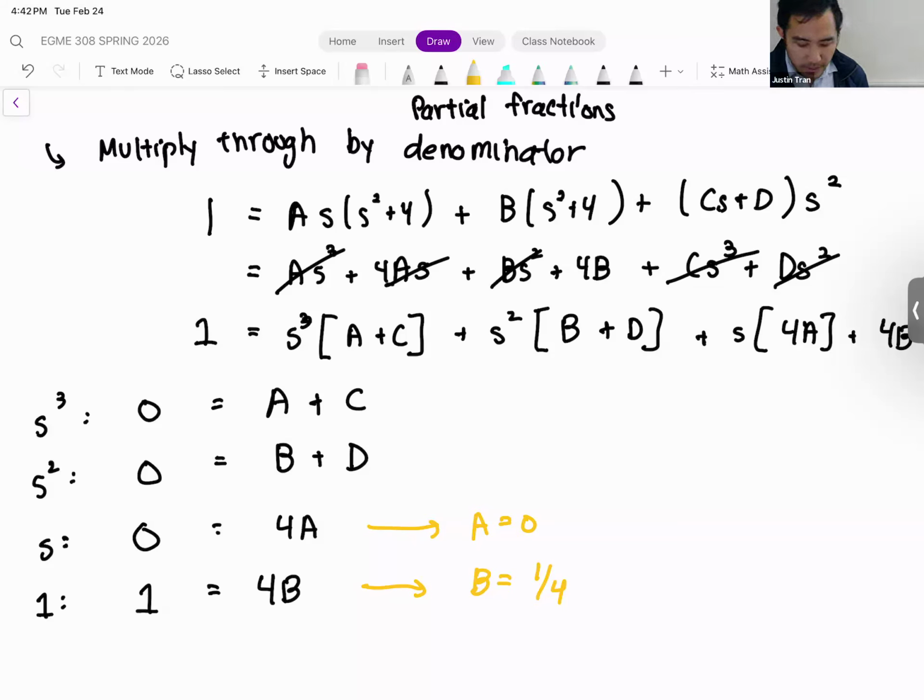We plug those two things back up here. We can see that if a is 0, that means c must be 0 as well, because we have a plus c is equal to 0. If a is equal to 0, that means c must be 0. And then finally, we get d. We plug in the value for b into this expression here. That means d must be minus 1/4.